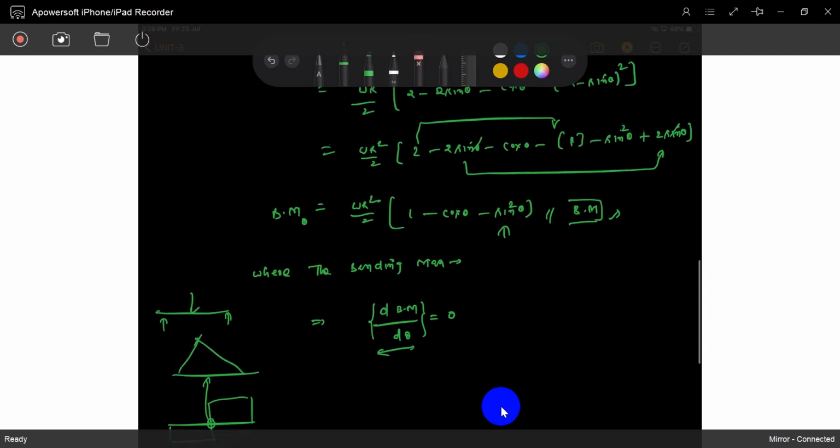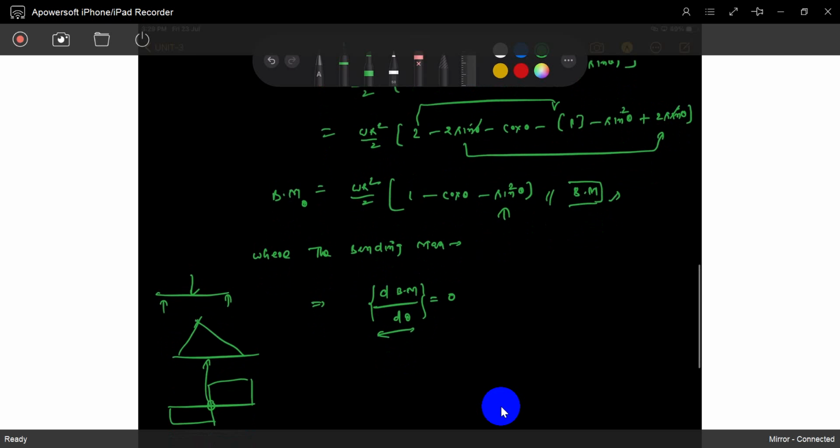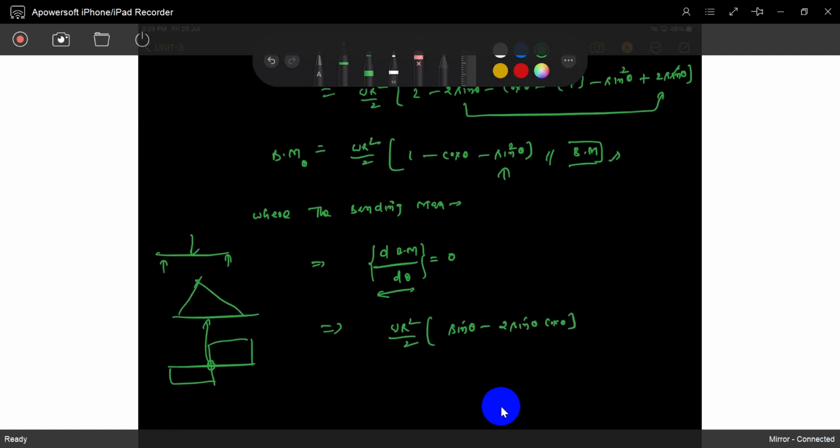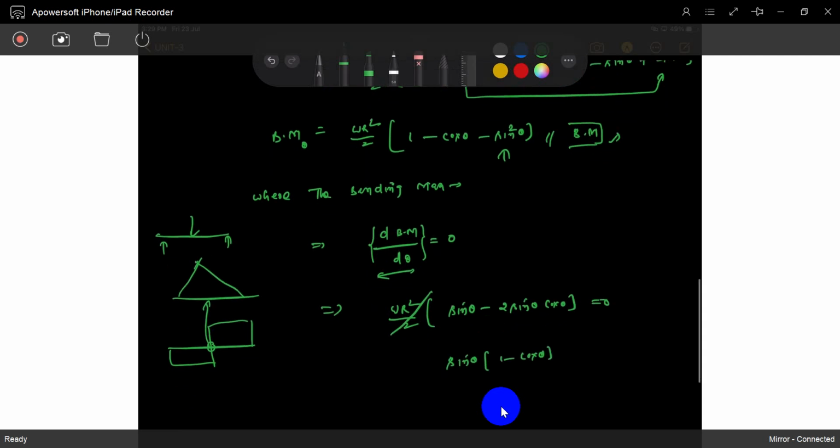Okay, so now where is the maximum bending moment, do differentiation. W r square by 2, 1 is 0, so minus cos theta sin theta, so sin square theta 2 sin theta cos theta. So okay, if you find out it is equal to 0, it will go like this. Sin theta you took constant, sin theta 1 minus cos theta equal to 0.